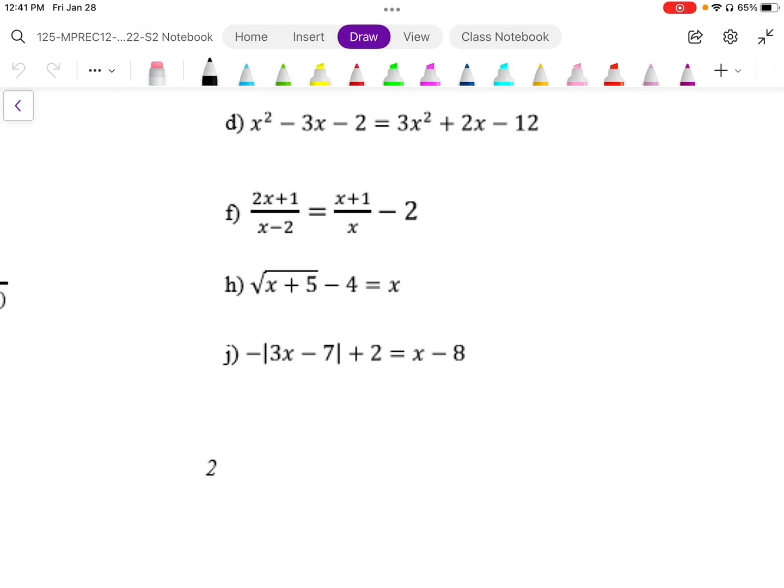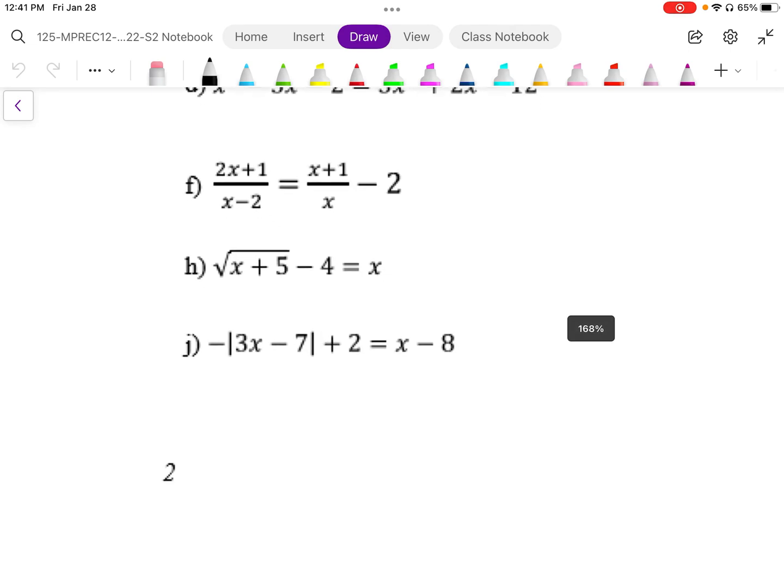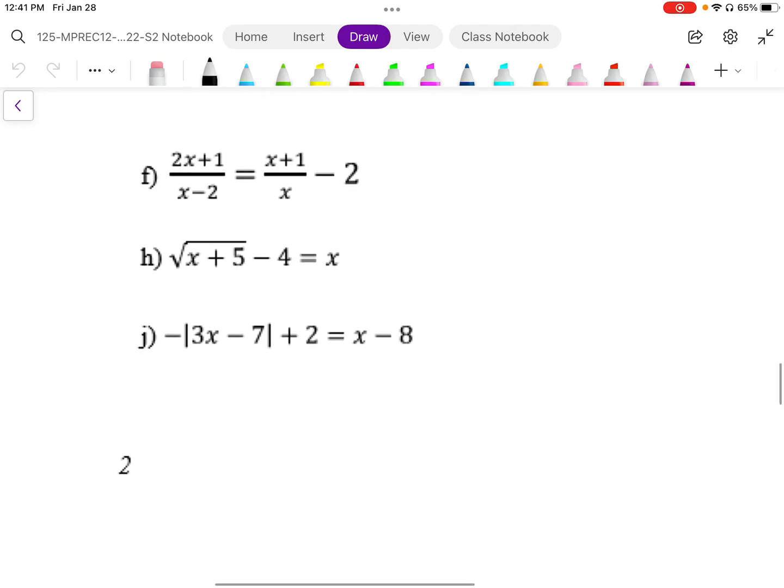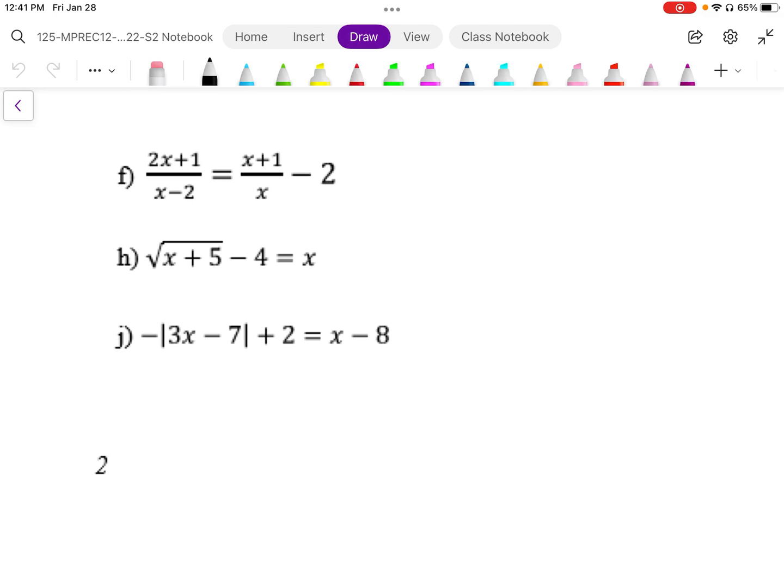So for solving these equations, we basically need to put this into some sort of quadratic equation. So I'm going to do h. In h, the first thing we're going to do is isolate the square root. So I'm going to add 4 to both sides.